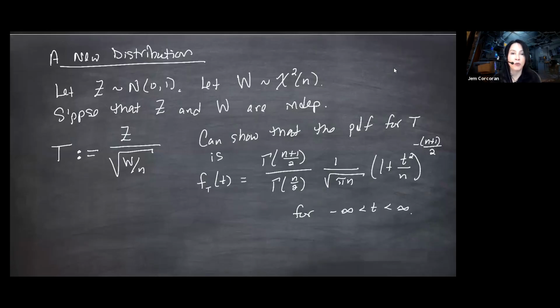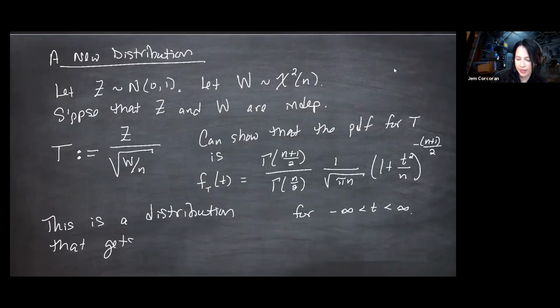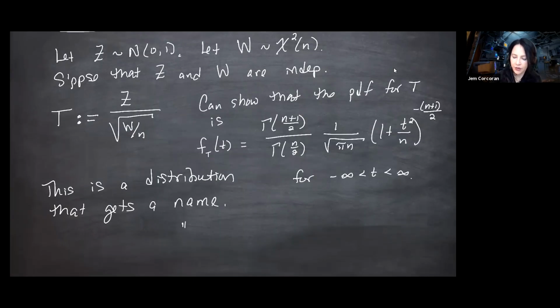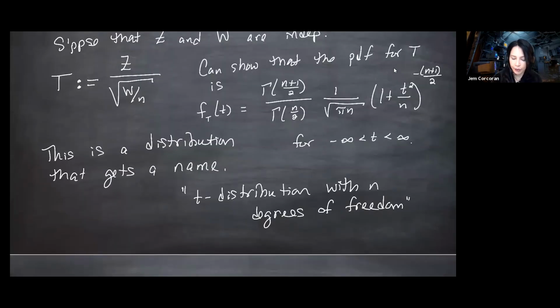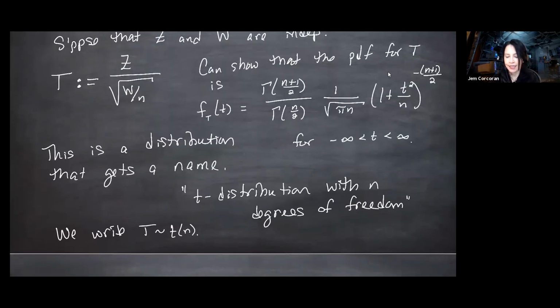That is totally like a homework 2 problem. You know, shove it through the Jacobian method and integrate out the one you don't care about. But this is a nice known special distribution that gets a name. It's known as the t distribution, with parameter n or n degrees of freedom. And we write t squiggly line and then a lowercase t of n.